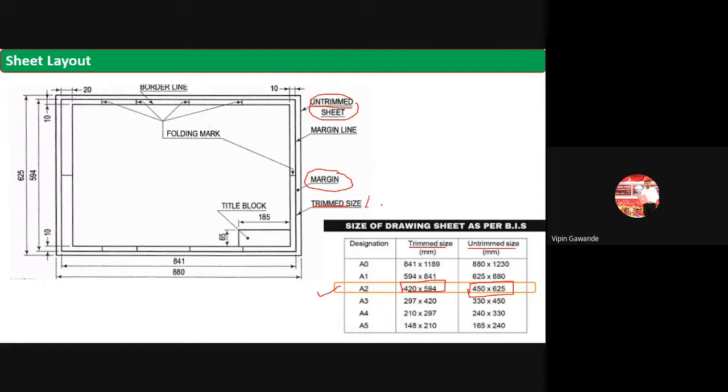You can call this a sheet also. Okay, so the space between these two, this is the trim size and this one is the untrimmed size, is called the margin. It is called the margin.